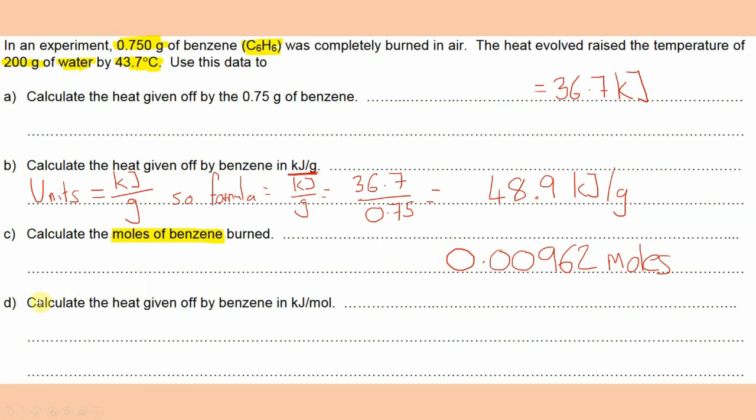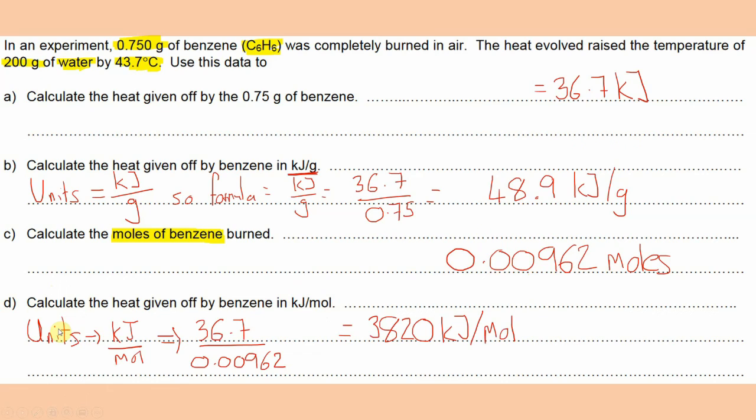So part D is now going to ask us to calculate the heat given off by benzene in kilojoules per mole. Once again we've been given these units, so that's a big clue. The units are kilojoules divided by moles. That means we just divide the number of kilojoules that we calculated right at the beginning, 36.7, and instead of dividing by mass, as we did in part B, we're going to divide it by the number of moles. So it's 36.7 divided by 0.00962, which gives us an answer of 3,820 kilojoules per mole.